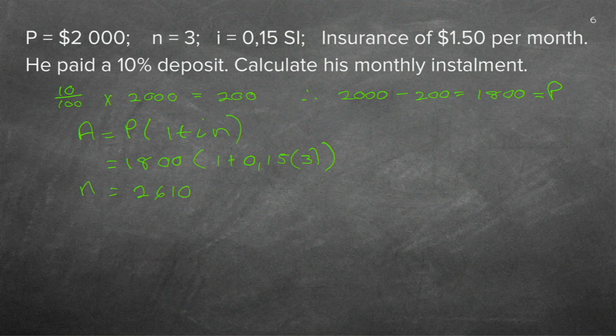And then the answer is 2610. What is this 2610? This is my end amount. This is not what they asked. They said calculate the monthly installment. They could have asked, what do you owe the bank at the very end? But that's not what they asked. They said calculate the monthly installment.